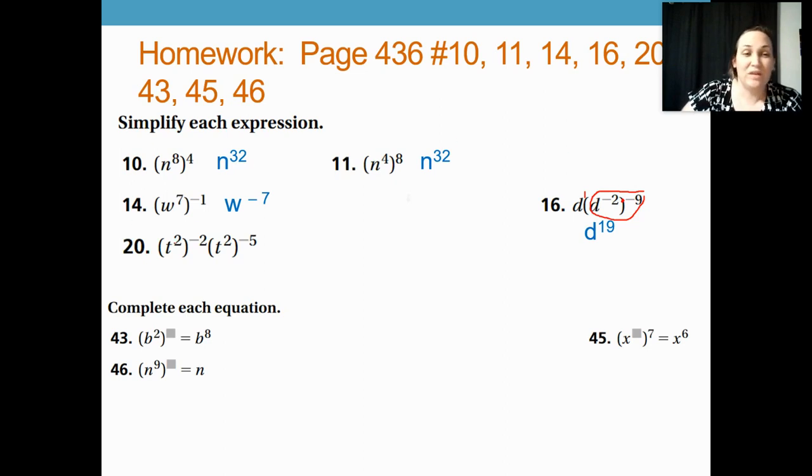Very similarly, on number 20, we're going to do our multiplying first. So we circle these two, and we circle these two, and we multiply each one together. And then we take those answers and we add them. And so my final answer for number 20 is t to the -14.